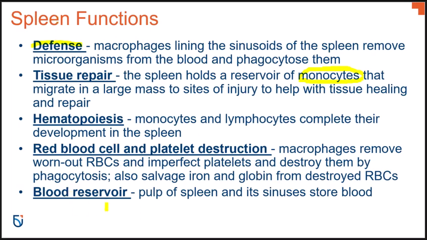And the spleen is also a reservoir for blood, so we do contain a lot of excess blood within the spleen that's found within the pulp and within the sinuses. And if for some reason there is a drop in blood volume, maybe somebody has lost blood, the spleen can act as a system to put more blood into our circulation to help prevent death.